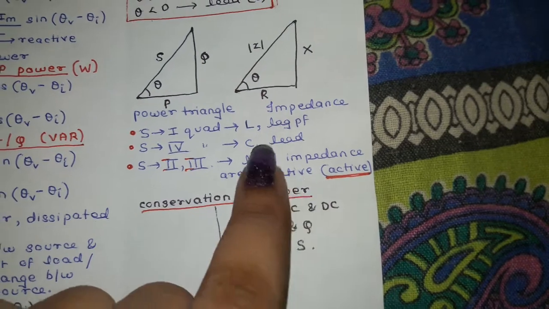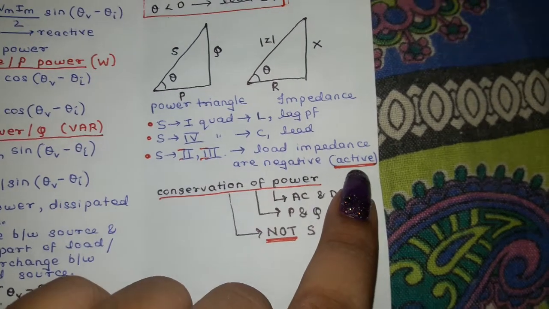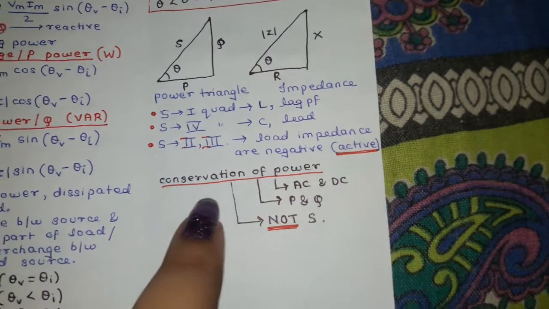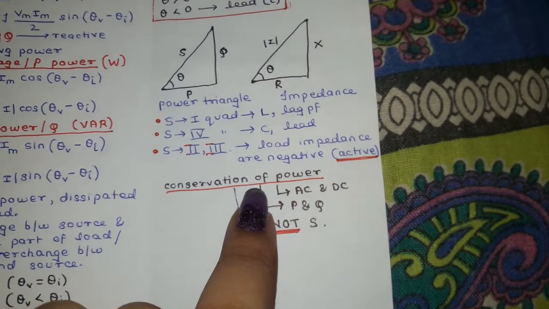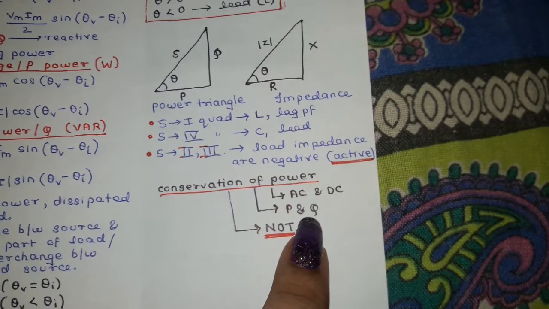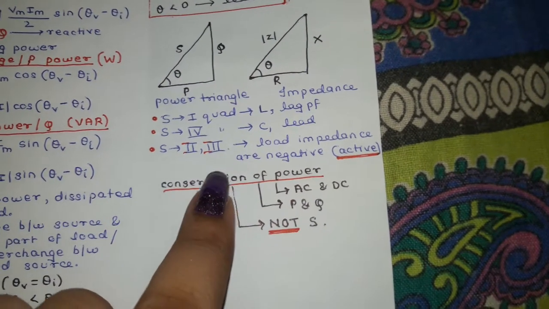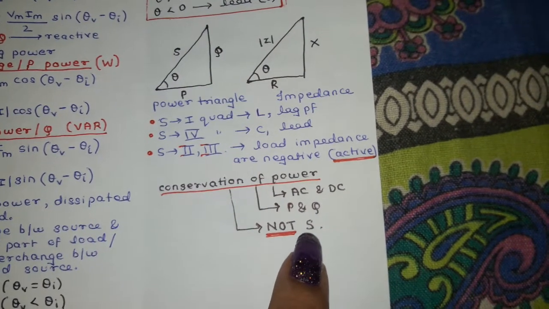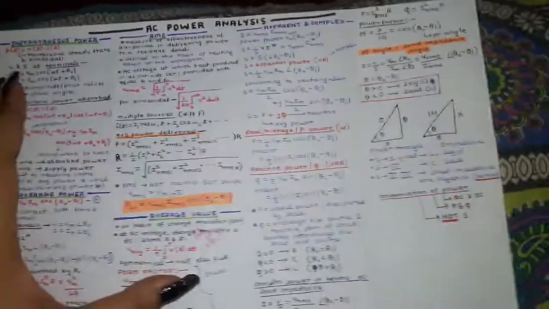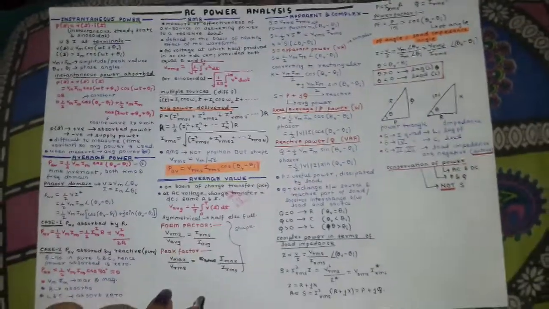It means the entire circuit is active in nature. Active and passive elements we have discussed in our previous sheets, so go check that out. Then, conservation of power is followed by both AC and DC. It is followed by P and Q, active power and reactive power, but this doesn't hold true for complex power. So this is all for AC power analysis, and take a look at the sheet.